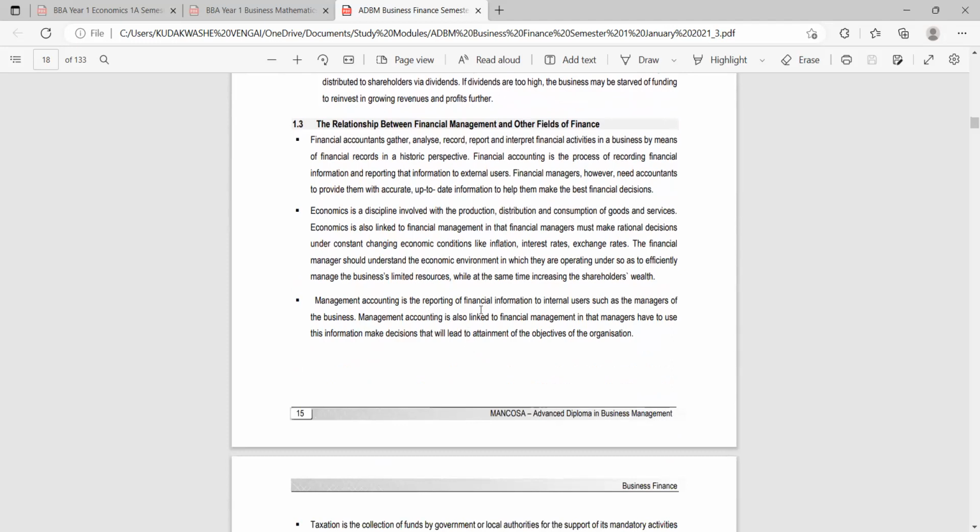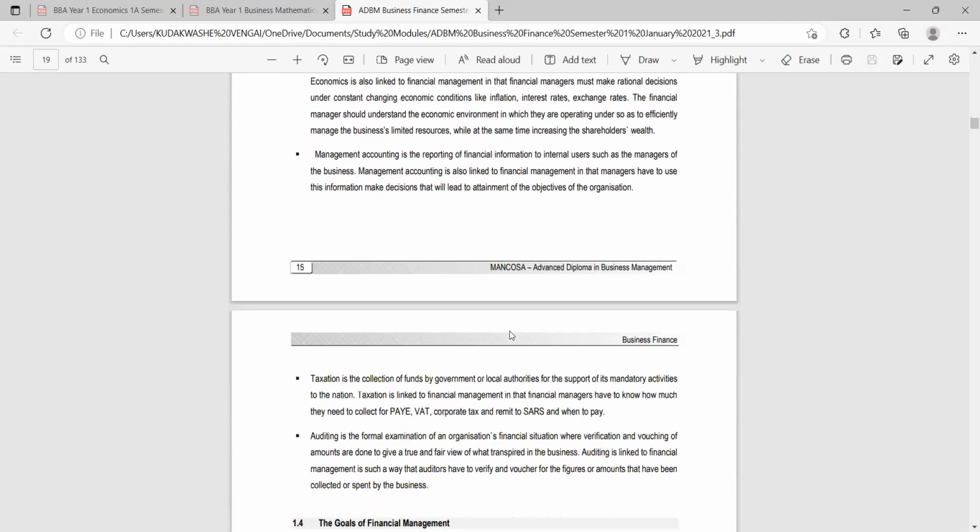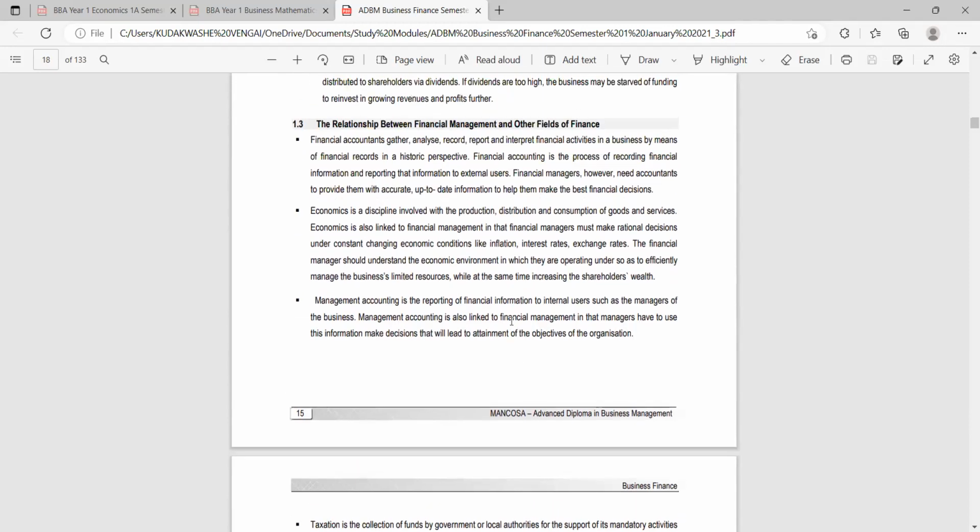Then the next part is about the relationship between finance and other fields or other departments within the business. Like I said, finance covers quite a lot of things. There is accounting, there is economics, there is management accounting, there's taxation, there's auditing, and whatnot. So I would encourage you to go through this section yourself. It's not typical to get questions on the section, but it's possible that they might ask you what is the relationship between financial management and economics. Usually they can ask you something like that. It's not typical, but it's possible to get a question in this one.